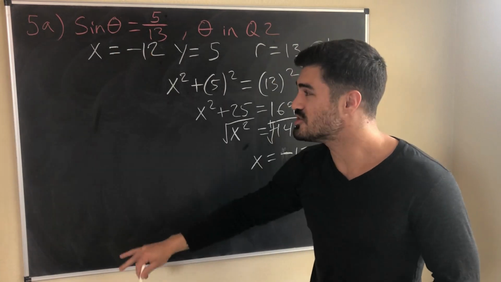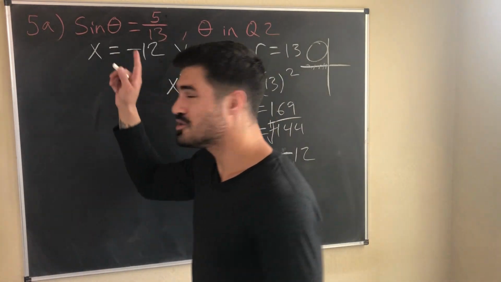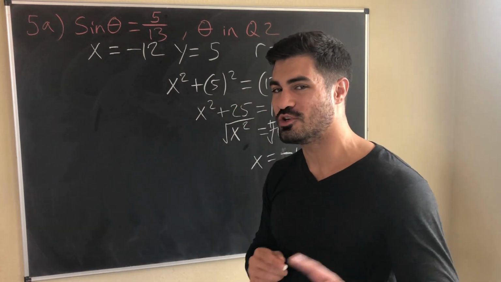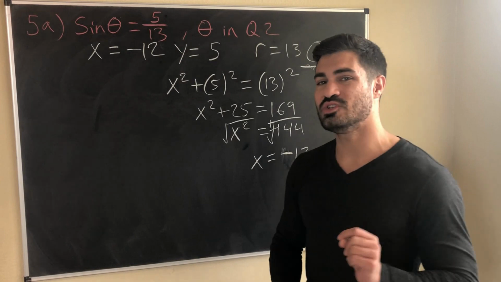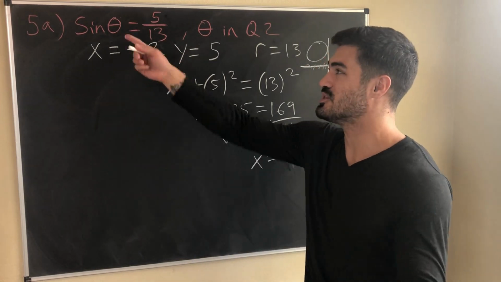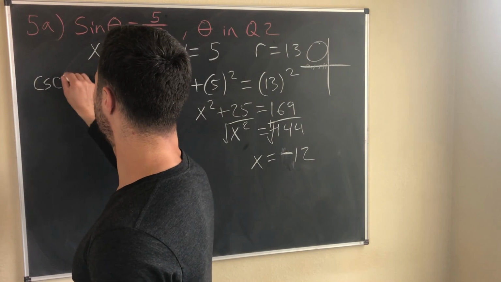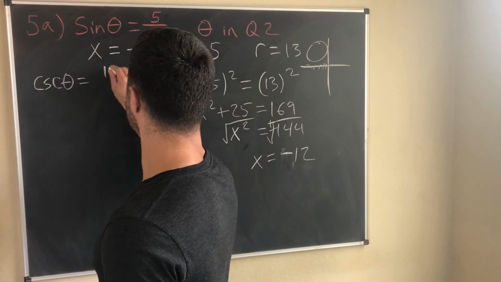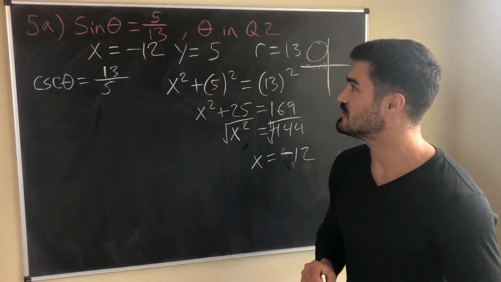If you know the definitions, we literally just copy down. Let's see. Well, first of all, which exact value do we know right away, before even doing any of this? Cosecant, right? Because cosecant is the reciprocal of sine. We could have just copied that down right away. So cosecant theta, I just flipped sine, that's 13 over 5.